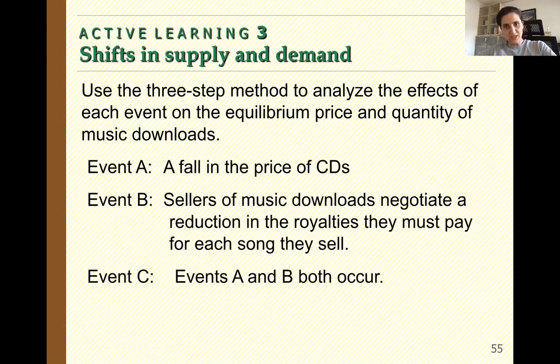Sellers of music downloads negotiate a reduction in the royalties they must pay for each song they sell. This is again the input price for music downloads. Now we have event A and event B. Event A will affect the demand, right? Because it's going to affect the price of a substitute. Event B will affect the supply. Event C is about if both supply and demand change at the same time.